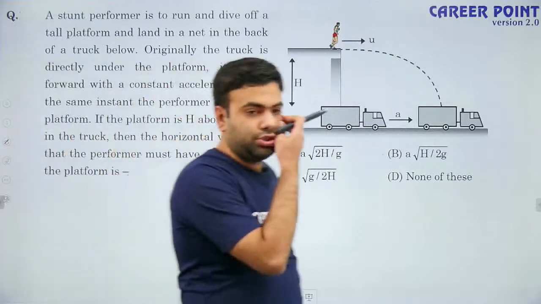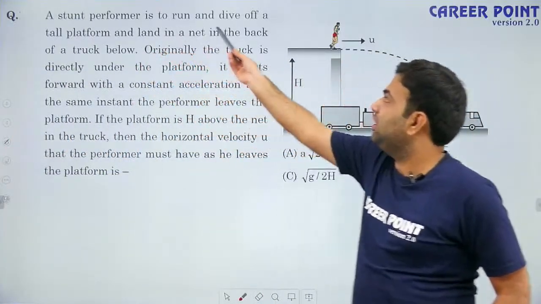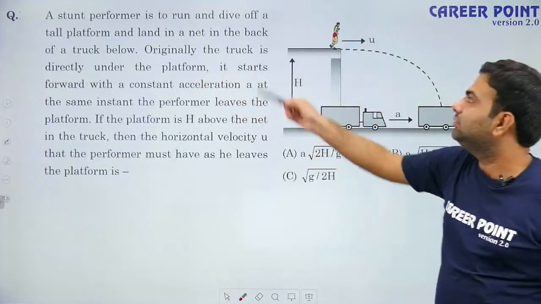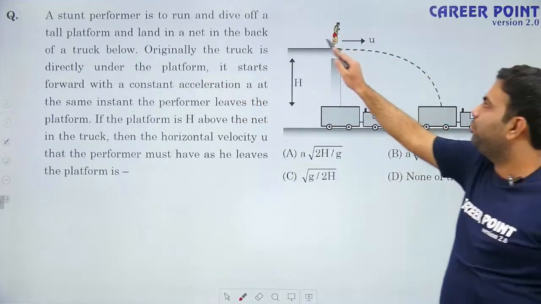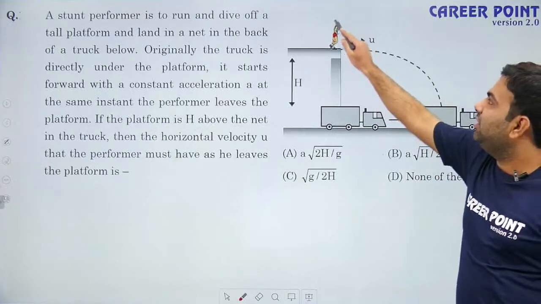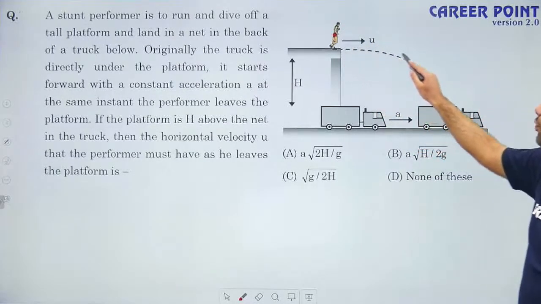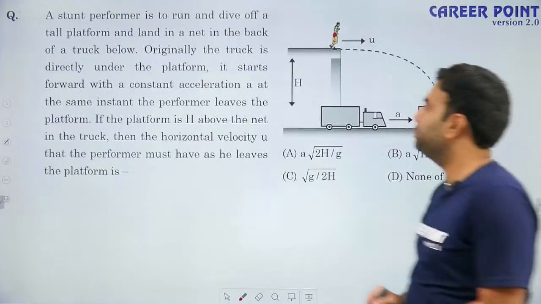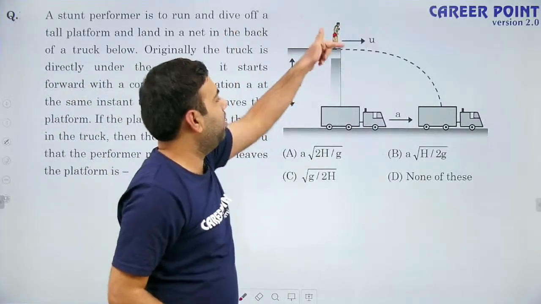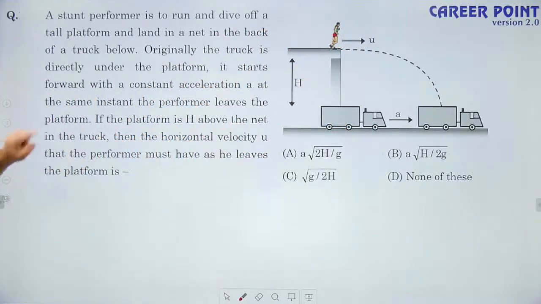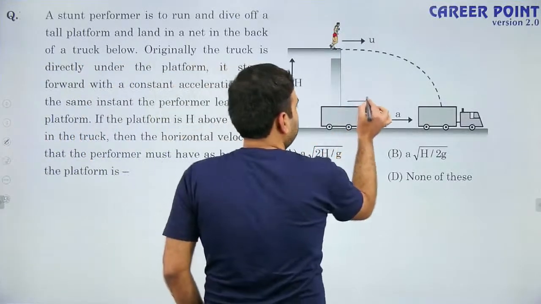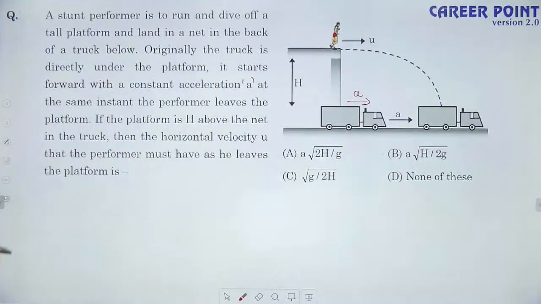See, what does the question say? A stunt performer is to run and dive off a tall platform and land in a net in the back of a truck. He is supposed to have projectile motion which is projected horizontally. This stunt man needs to fall on this truck. Originally the truck is directly under the platform. It starts forward with a constant acceleration a. Acceleration of truck is a. Truck has acceleration a in horizontal direction.